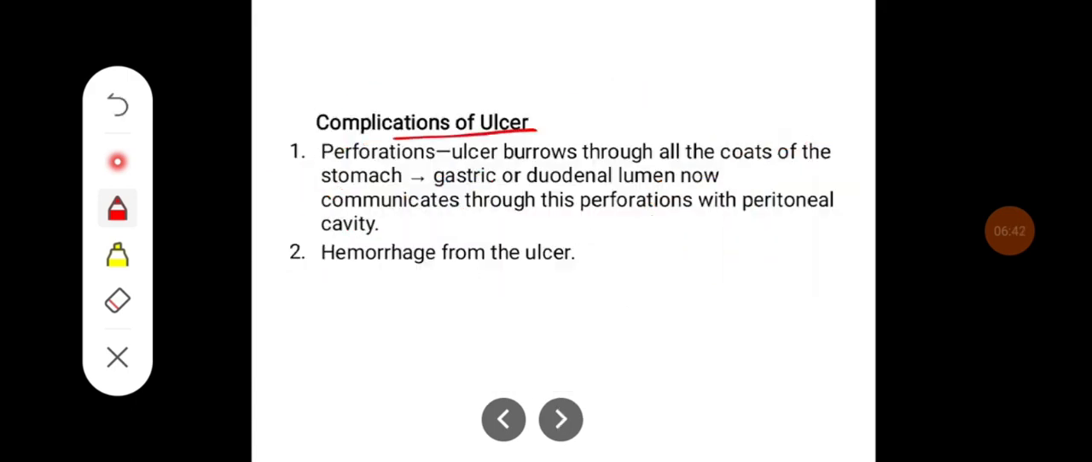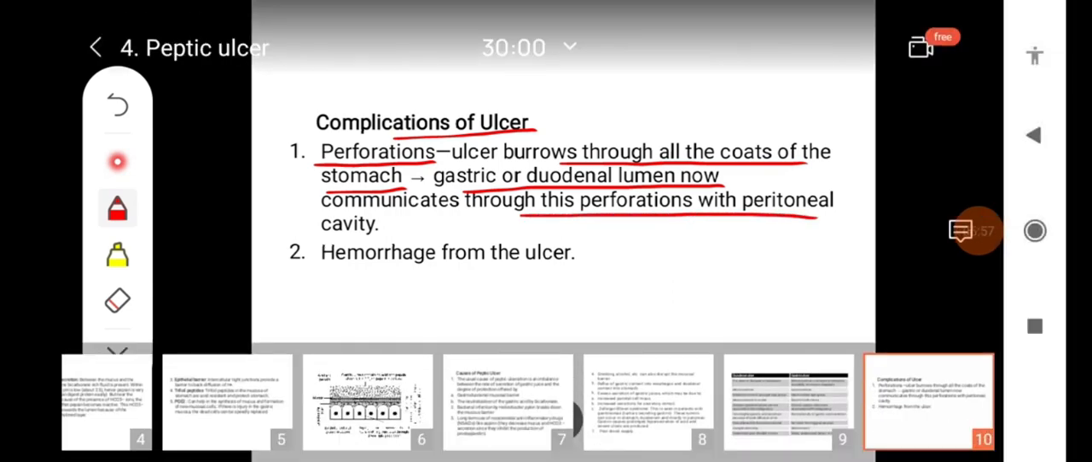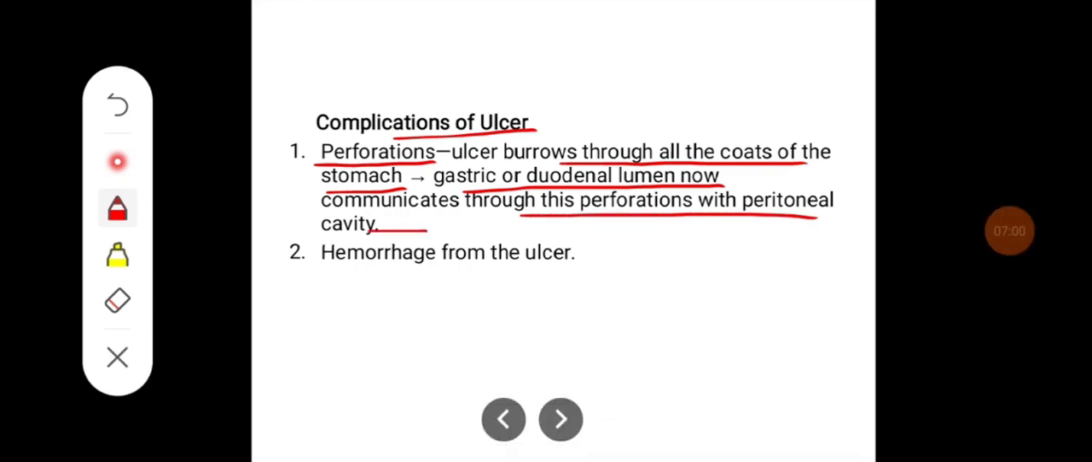Some of the complications of peptic ulceration are perforations. The ulcer burrows through the coats of the stomach, so that the gastric or duodenal lumen now communicates through this perforation with the peritoneal cavity. And there can be hemorrhage from this ulcer.